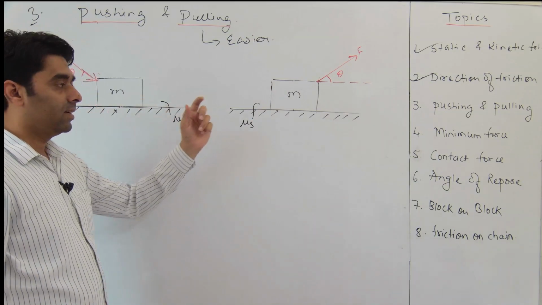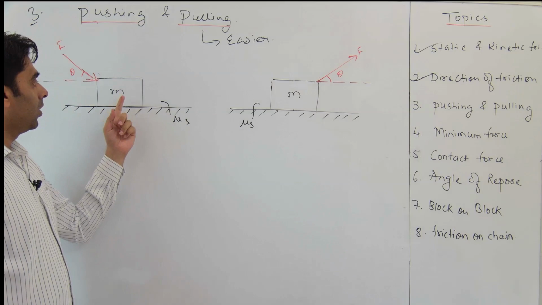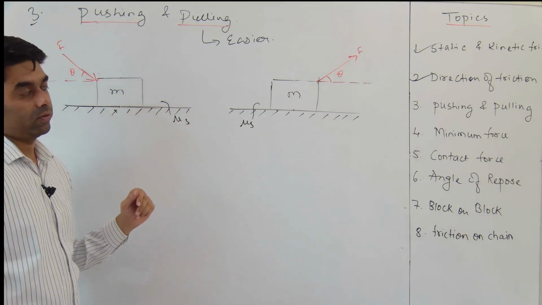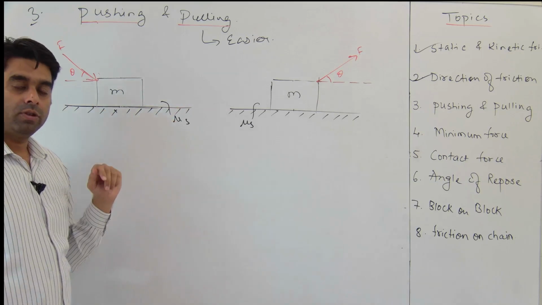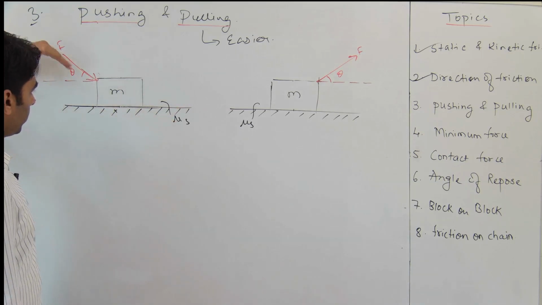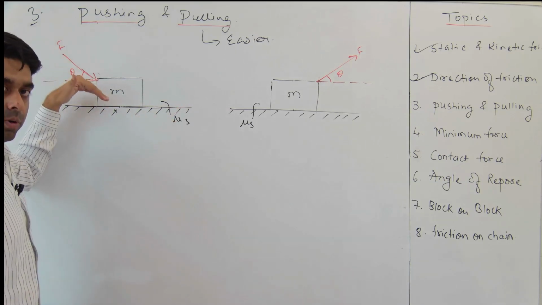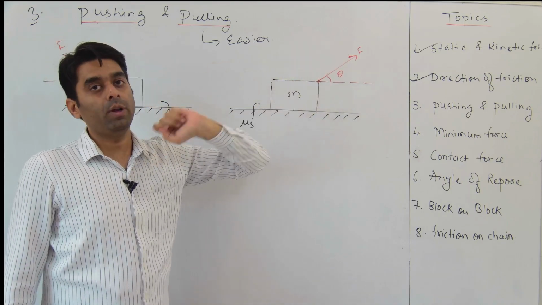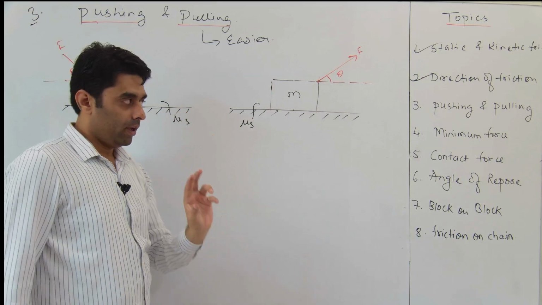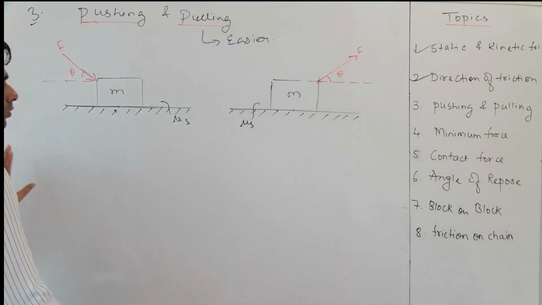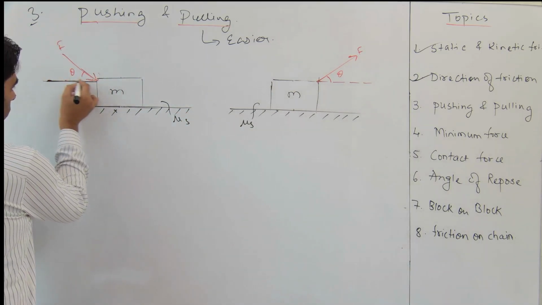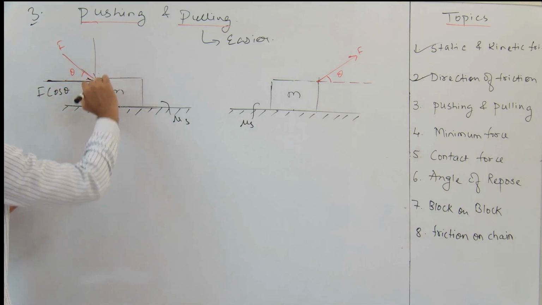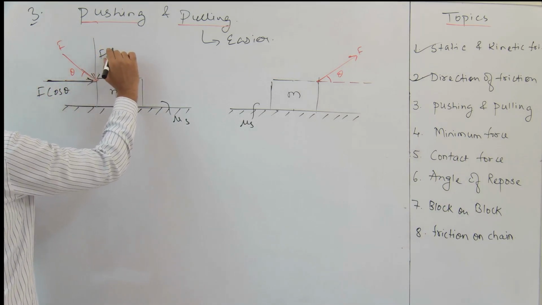So we have considered a situation in which a block of mass m is kept on a horizontal surface having friction coefficient mu s. The difference in the two situations is, in the first case a force F is acting at an angle theta which is pushing the block, whereas here force F is acting at an angle theta which is pulling the block. Now first of all, let us resolve the external force which is acting. So here we see F cos theta, and vertically F sin theta downward.